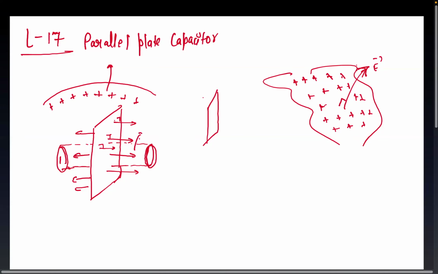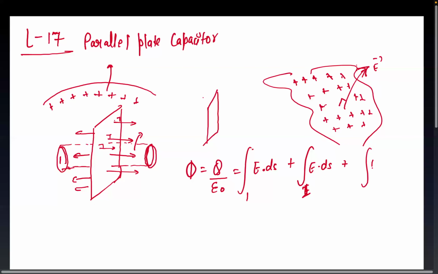So I have three surfaces. I will try to calculate flux. How do we calculate flux? One way is to directly take the total charge divided by epsilon naught. Another is the integral of the electric field dot ds. I have three surfaces, so it is the integral of E dot ds1 plus E dot ds2 plus E dot ds3. This is the first surface, this is the second surface, and that is the third surface.